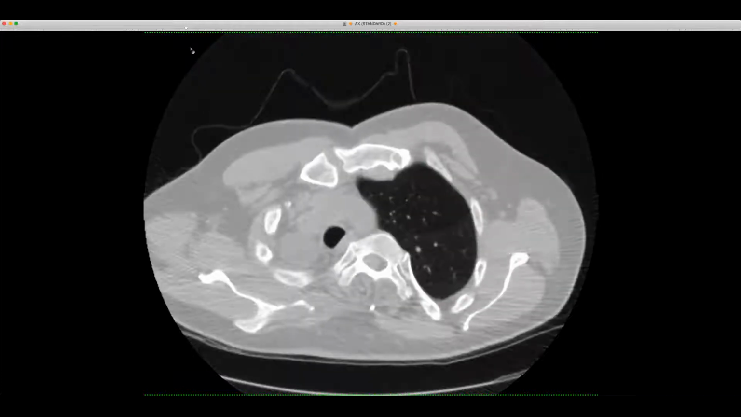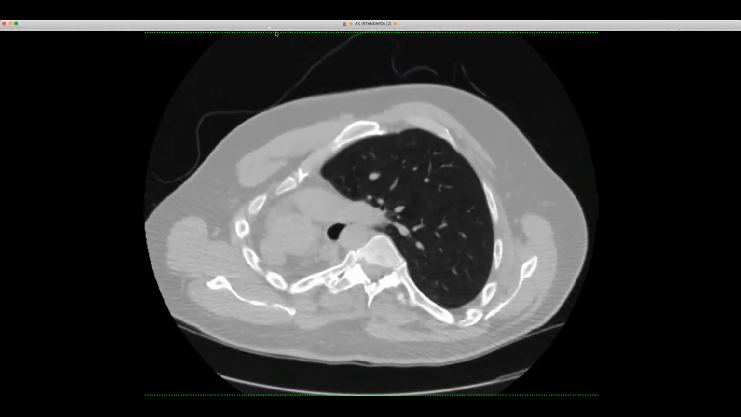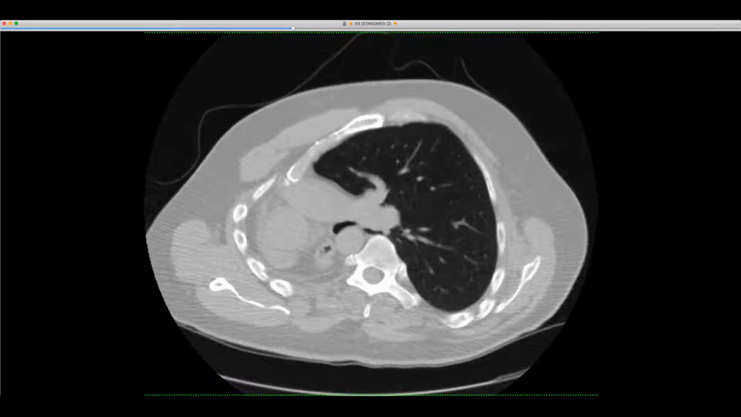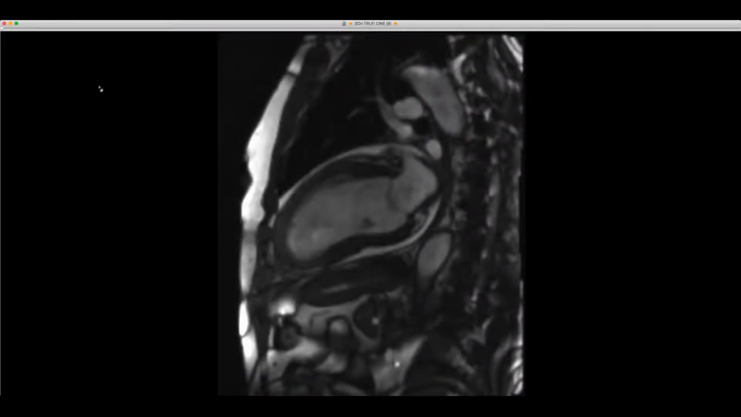Okay. Yeah, I just thought that was an interesting appearance there. So, nice case. And let's take a look. This was a case that just came in yesterday, and this is a cardiac case.